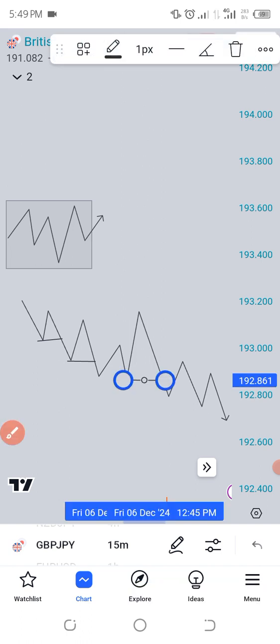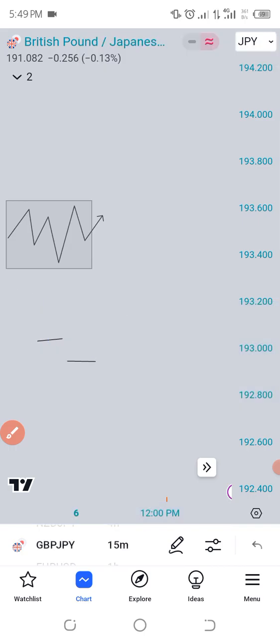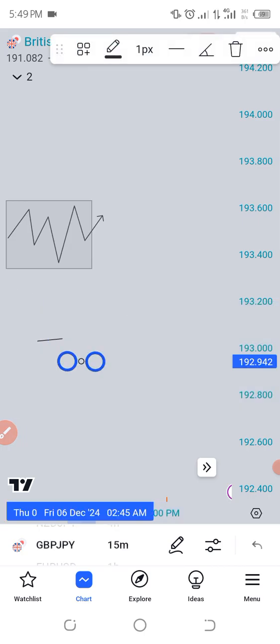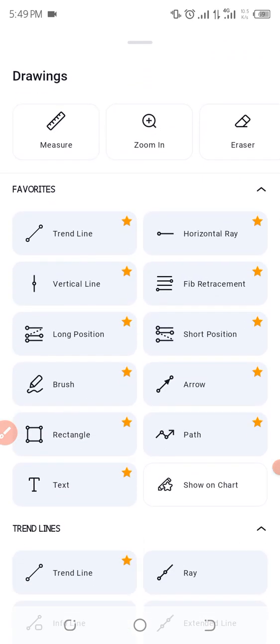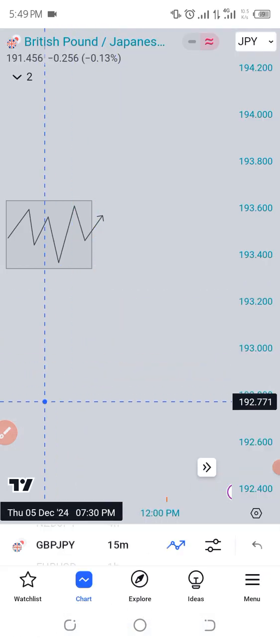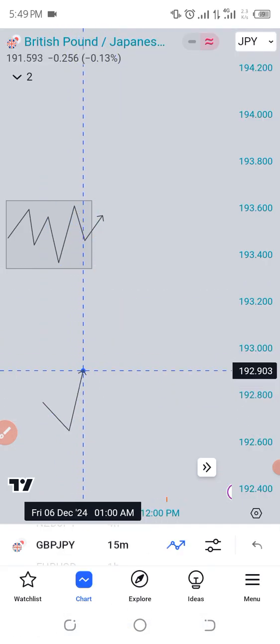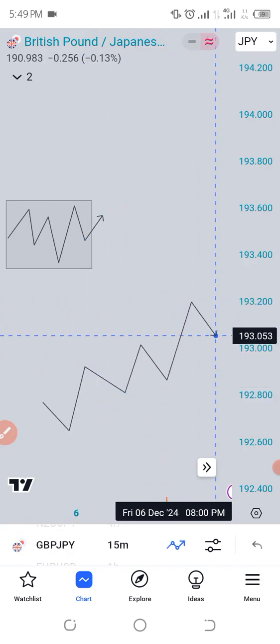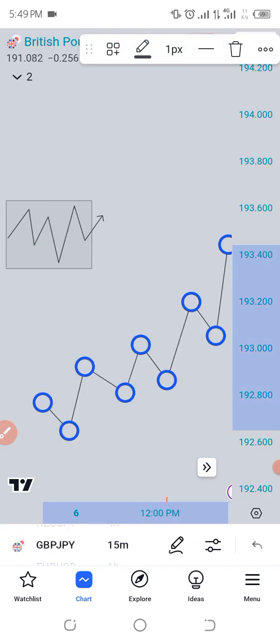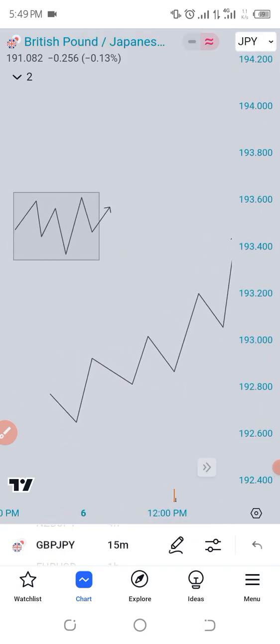Sorry guys, let me just show you what I mean. I come to my higher time frame, which is my 4 hours time frame, and I see the market doing something like this in H4. Guys, stay clear of such setups.